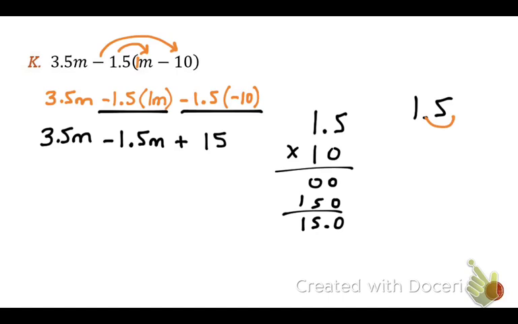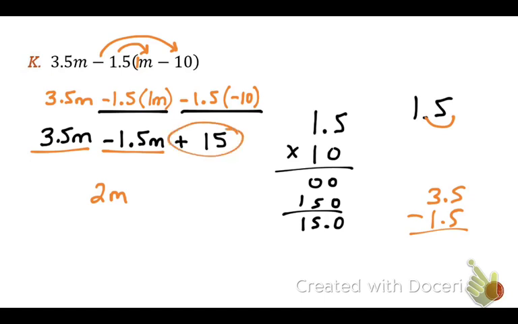Ava, can I combine any other like terms? Yes, the 3.5m. Excellent. 3.5 minus 1.5. If you don't know it in your head, do it off to the side, please. And class, read to me, what is my answer? 2.0, which is just 2m. And bring down what? The plus 15.